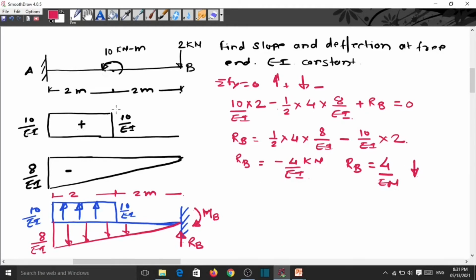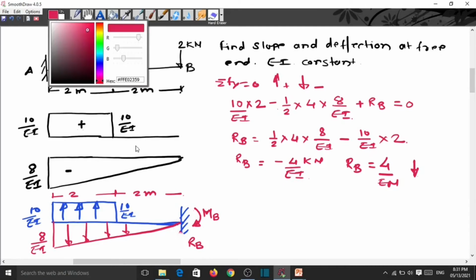So we have to make corrections here. We change the direction.